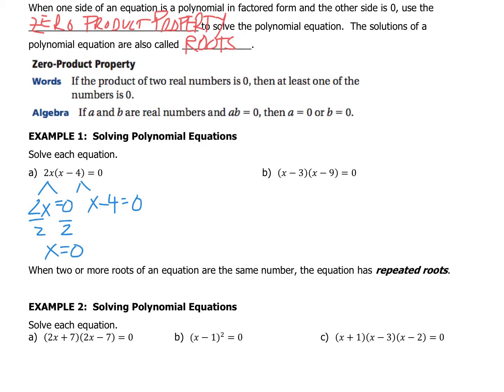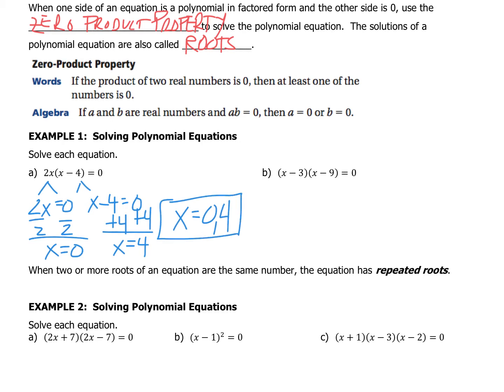If x was 0 and I plugged it in for 2x, that would become a 0. And then no matter what the x minus 4 becomes, it would make the equation true. Or if I plug in x equals 4, then the second expression would now work out to 0. And then no matter what the 2x was, the number times 0 would still be 0. So when you want the solution, the x's could be 0 or 4.